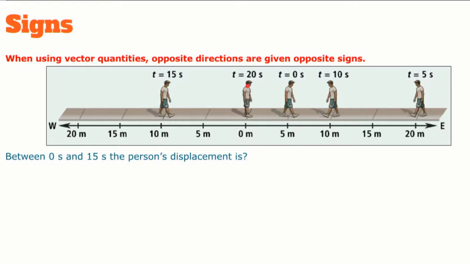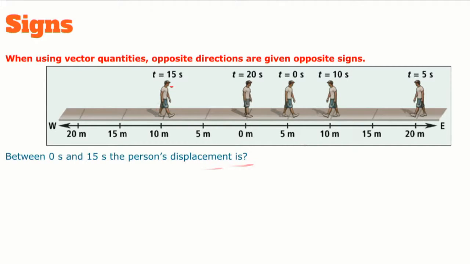Between 0 and 15 seconds, the person's displacement is. So if I was asking for distance, I'd have to add up that, plus that, plus that. But it's not asking that. It's asking the displacement. So the change in position from when I started to where I ended. And in this case, it's asking at 15 seconds, not at 20 seconds. So what is the displacement? What is the change in this person's position?